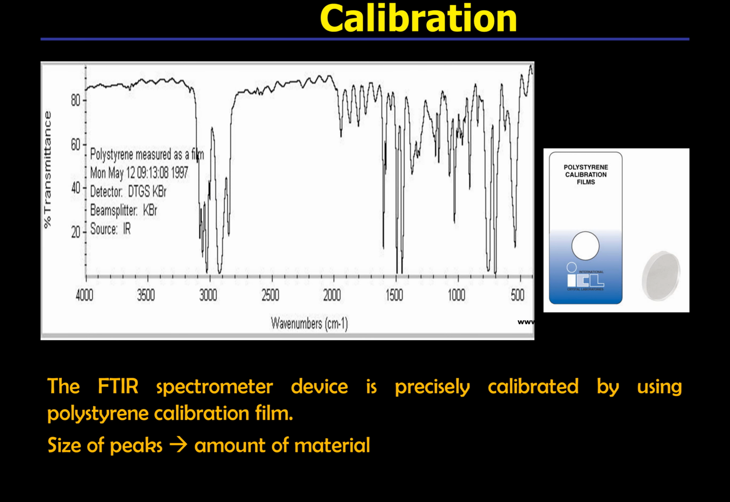An FTIR spectrometer is precisely calibrated by using a polystyrene calibration film. It is always good to first calibrate, because the size of peaks matters. You should check whether polystyrene has a reference spectrum, so you should run a spectrum every time with this polystyrene film. Just put the film in the sample holder. It is made at that size only and of similar design. You should get a spectrum which matches the reference spectrum. That means things are okay. You are getting the same size of peaks corresponding to the amount of material.